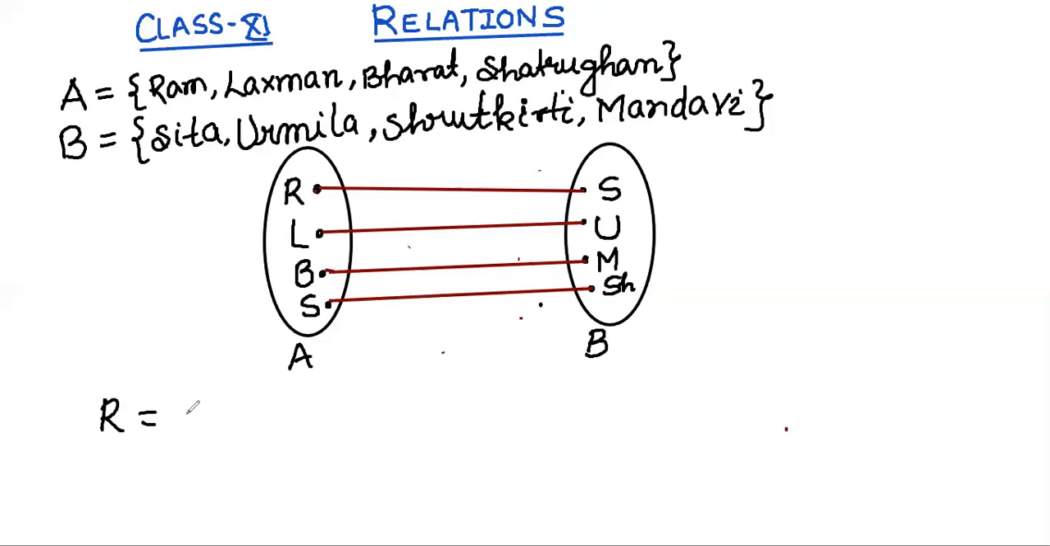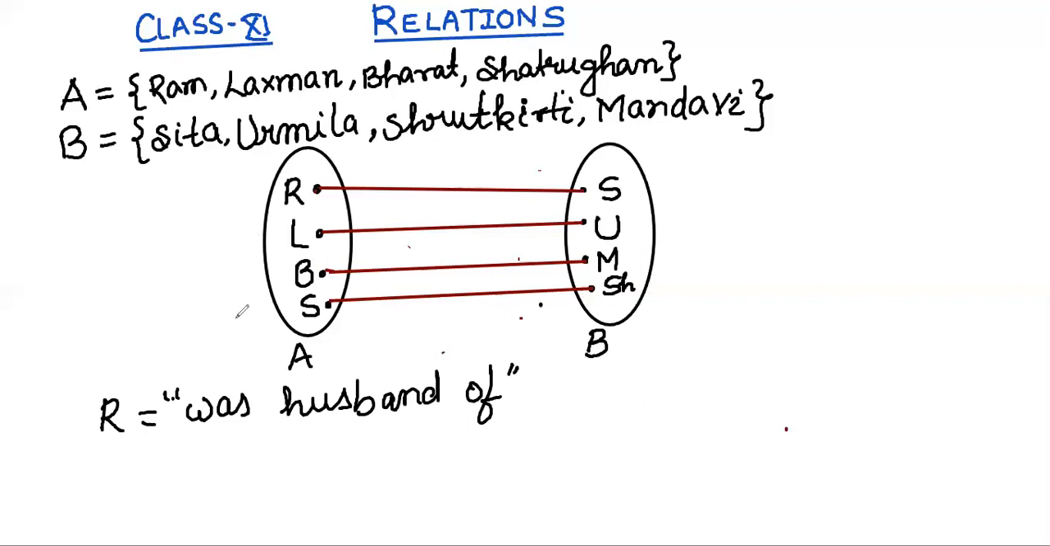So here relation we can take according to the condition. Condition is here "husband of". Means set A members are husband of set B members. This is the condition here for relation R. I hope it is clear for you all. So according to this condition, set A elements are husband of set B elements. So according to that we have to write the elements of relation R.